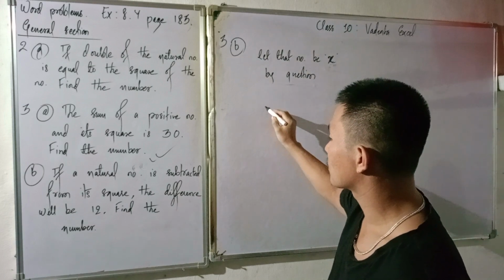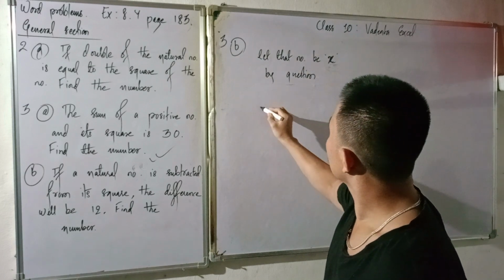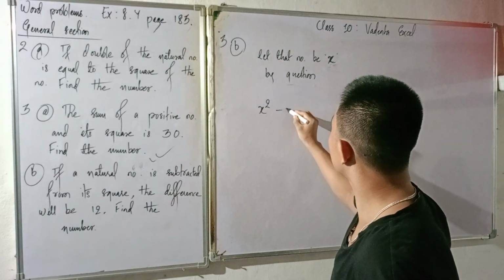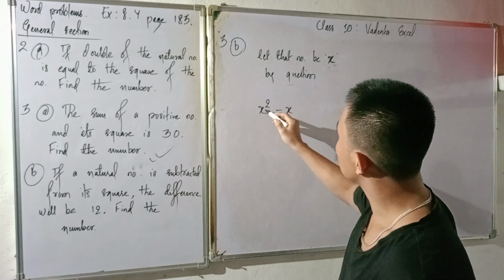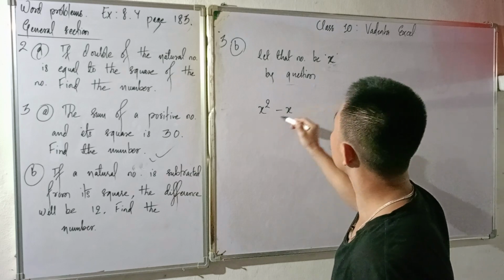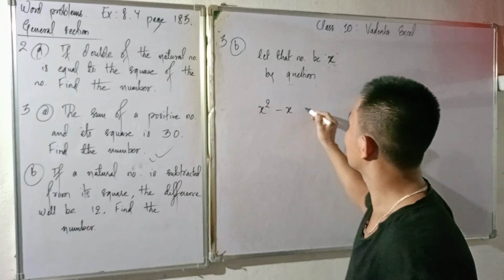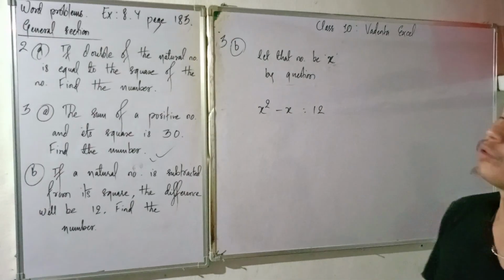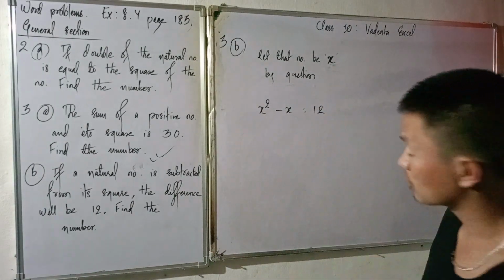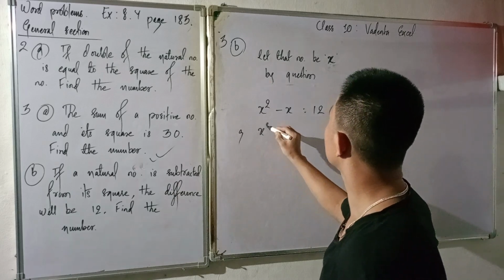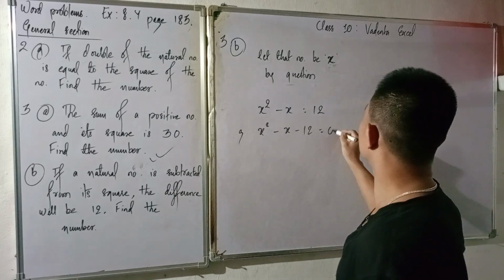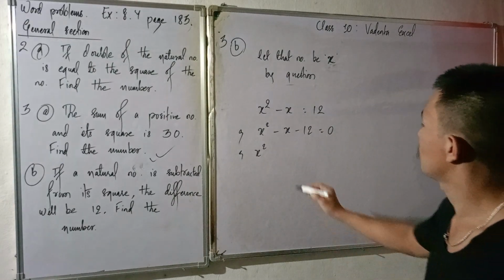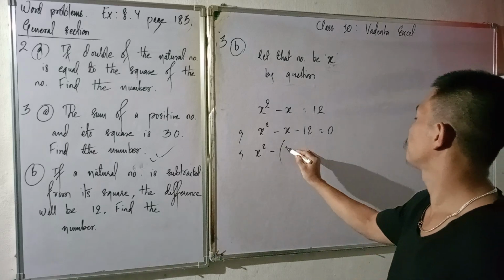So the square of this number, if this natural number is subtracted from its square, then the difference is 12. Now you move to the other side, just like the previous one, and factorize: x squared minus x minus 12 equals 0. Now factorize this: 4 times 3 is 12, 4 minus 3 is 1.